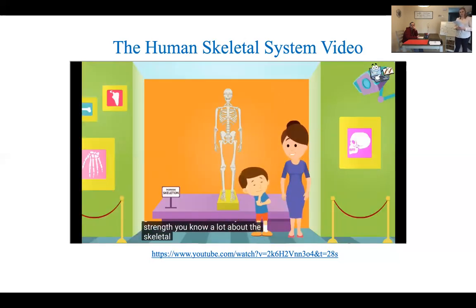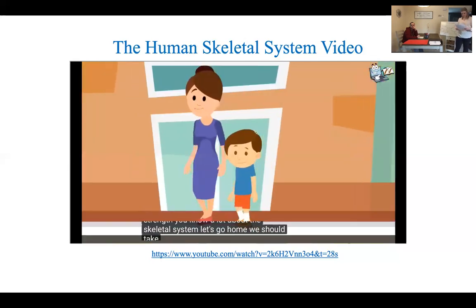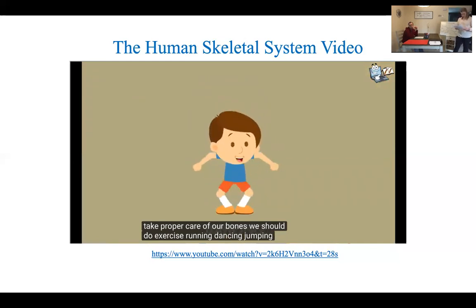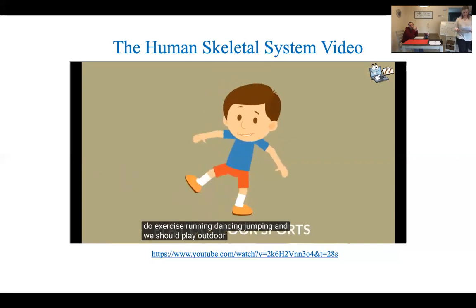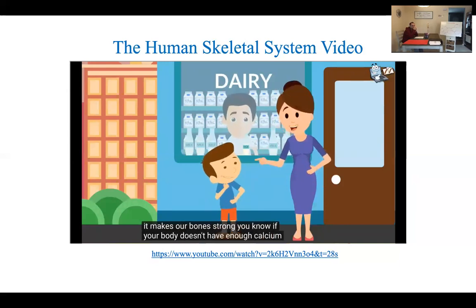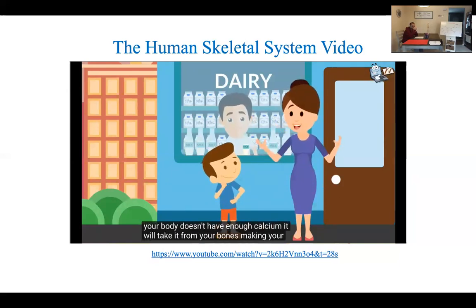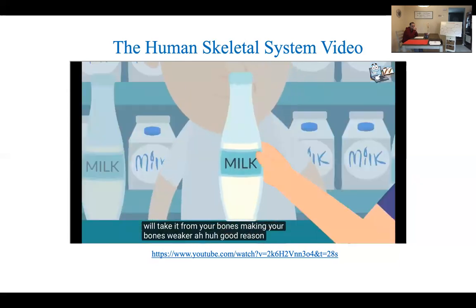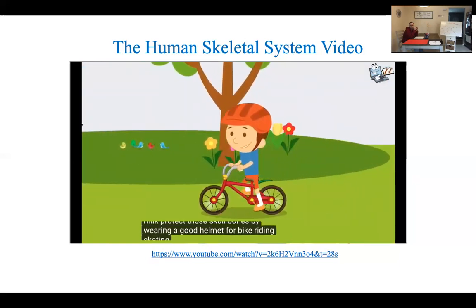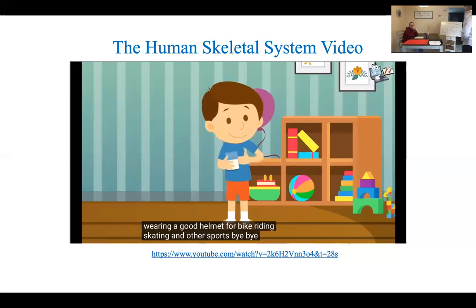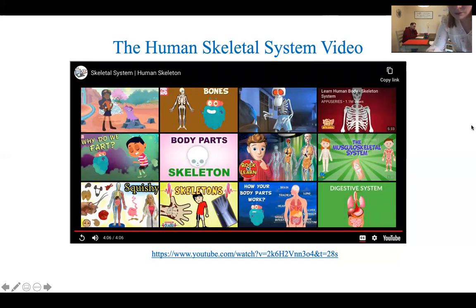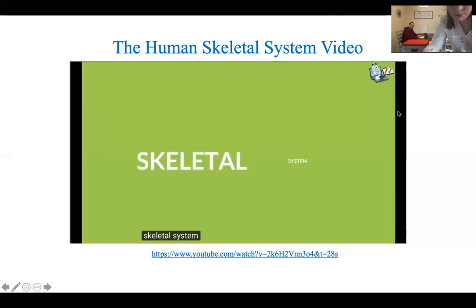You know a lot about the skeletal system. Let's go home. We should take proper care of our bones. We should do exercise, running, dancing, jumping, and we should play outdoor sports. It makes our bones strong. You know, if your body doesn't have enough calcium, it will take it from your bones, making your bones weaker. Ta-da! Good reason to drink milk. Protect those skull bones by wearing a good helmet for bike riding, skating, and other sports. Bye-bye. Skeletal system.